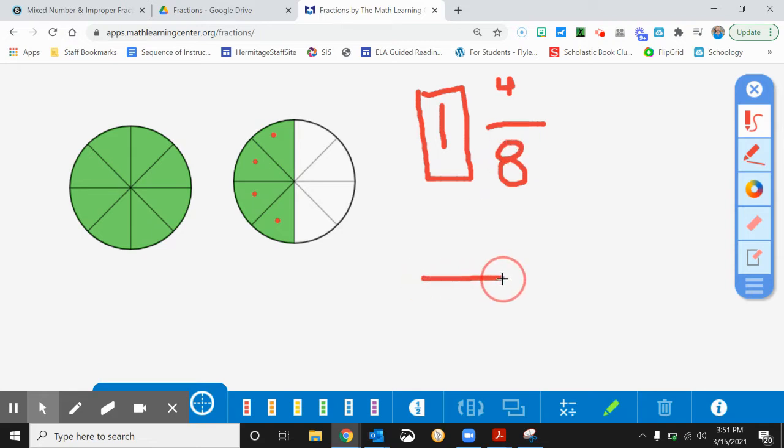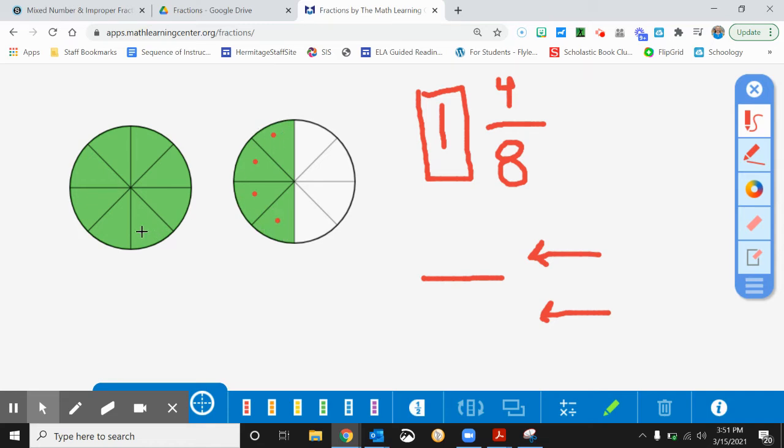I can also represent it as an improper fraction by simply counting how many eighths I have total. You will remember that an improper fraction is when my numerator, number on top, is going to be greater than my denominator, number on bottom. So let's count all of the eighths. If you remember, there was 4 eighths here. So I have 4 eighths.